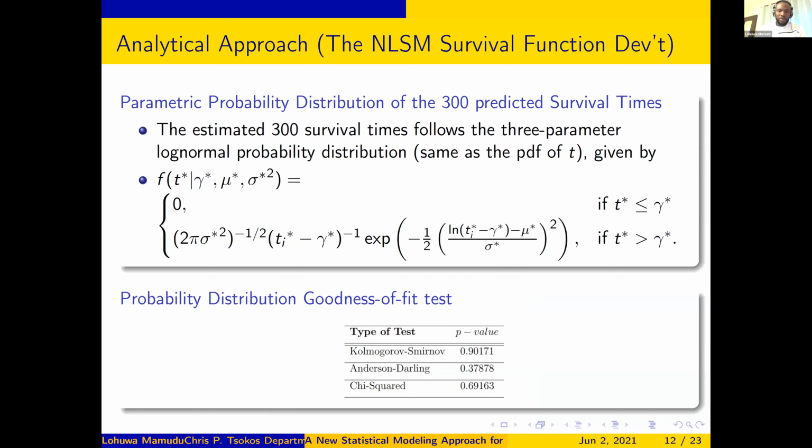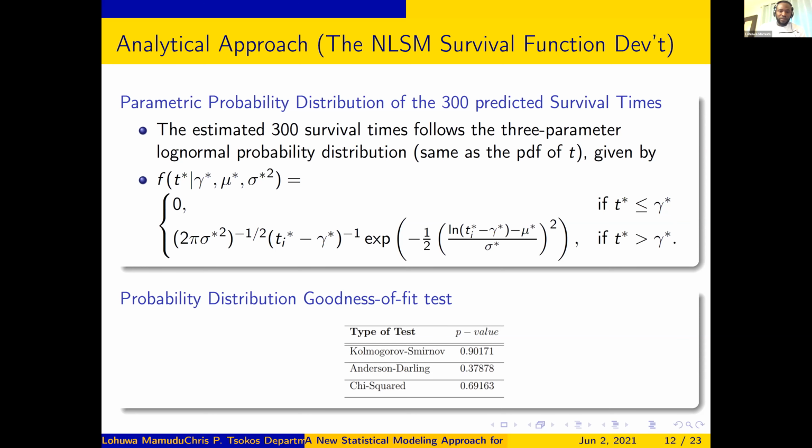So now, how accurate is the distribution we found for the predicted survival time? We tested this using the Kolmogorov-Smirnov test, the Anderson-Darling test, and then the chi-square test. All these tests gave a higher R-square, which indicates that the distribution found for these 300 predicted survival times is valid.